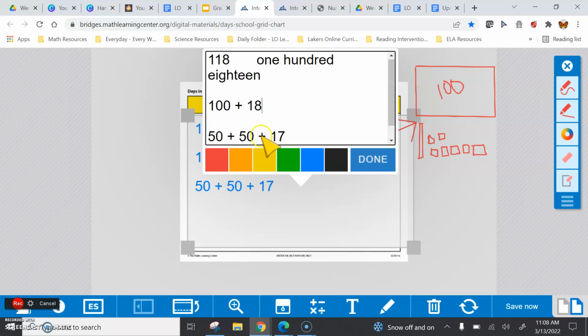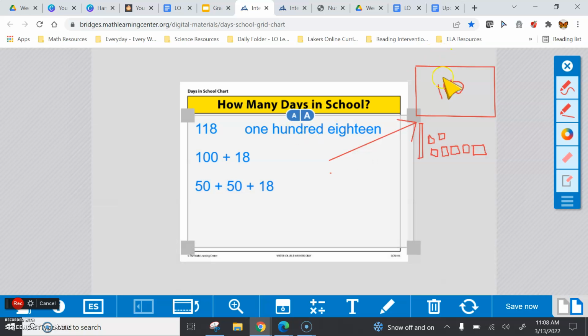100 plus 18, 50 plus 50 plus 18 will give us 180. Then we have 100 plus 10, 11, 12, 13, 14, 15, 16, 17. We need to add one more to make it 118 days in school.